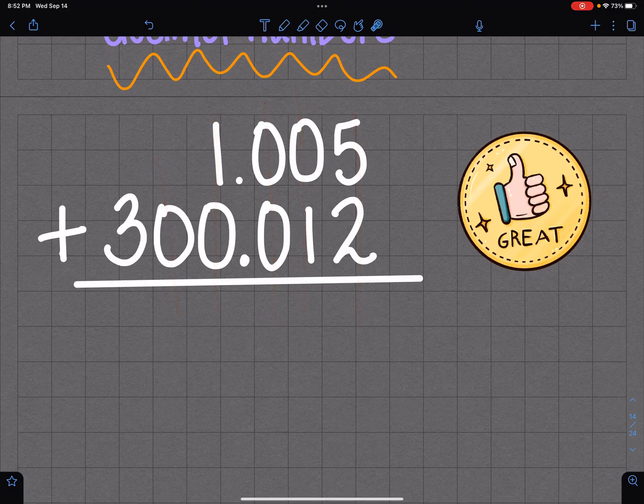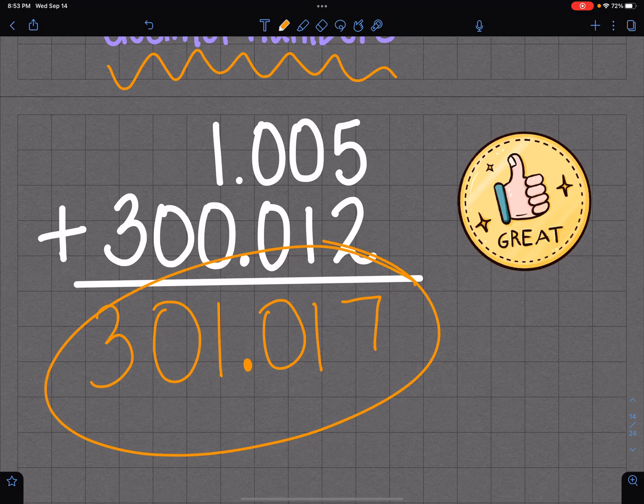For example, if you have 1.005 and you want to add 300 to it, you line it up exactly like I have here, and then you start with the rightmost digit. 5 plus 2 is 7, 0 plus 1 is 1, 0 and 0 is 0. Bring down that decimal. Then the next one is 1 in the ones place. In the tens place, you have just a 0, and in the hundreds place, you have just a 3. So this is going to be the answer there.